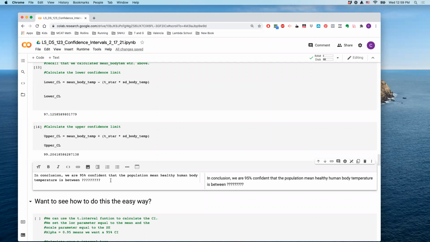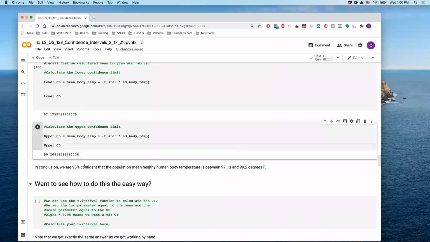So the other thing about confidence intervals is we always want to make a statement about the population parameter, the population mean. We've got the sample mean. We can work with this. We were working with the sample mean. So we don't want to make a statement about the sample mean. We want to make a statement about the population mean. So we're 95% confident that the population mean healthy human body temperature is between about 97.13 and 99.2 degrees Fahrenheit.